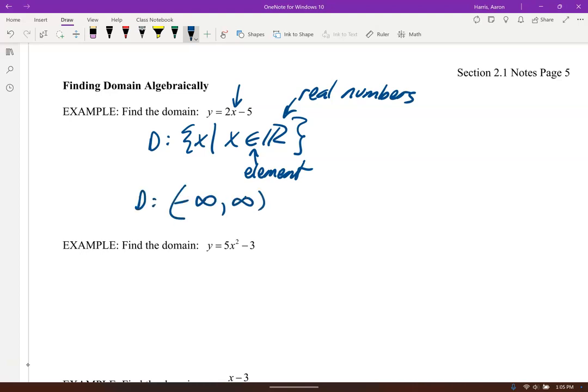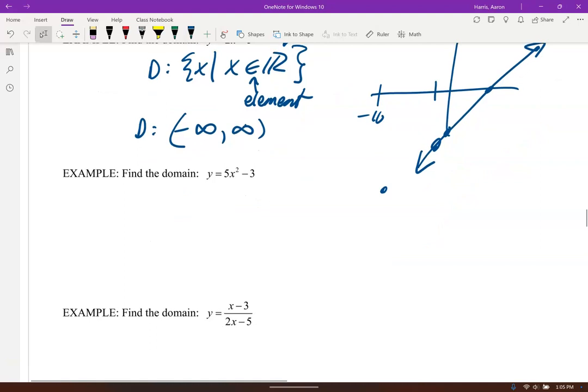x can be anything. And if you think about a line, here's that line. Sure, x can be any value. If I plug in negative 10, it'll be on the line. If I plug in negative 1, it'll be on the line. Any x value I pick, it'll be on the line, right? So the x has no restrictions. Let's look at this next one. y equals 5x squared minus 3. I'm looking, is there anything x cannot be? No, I can plug anything in. So once again, my domain is all real numbers.